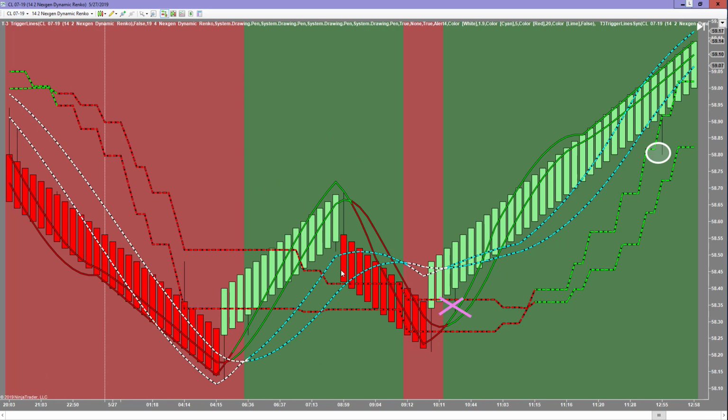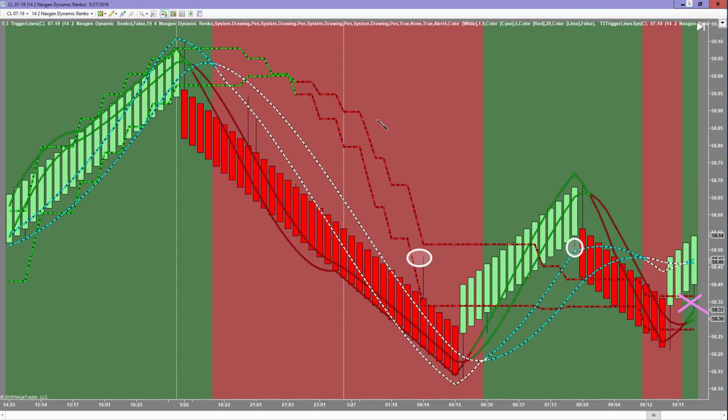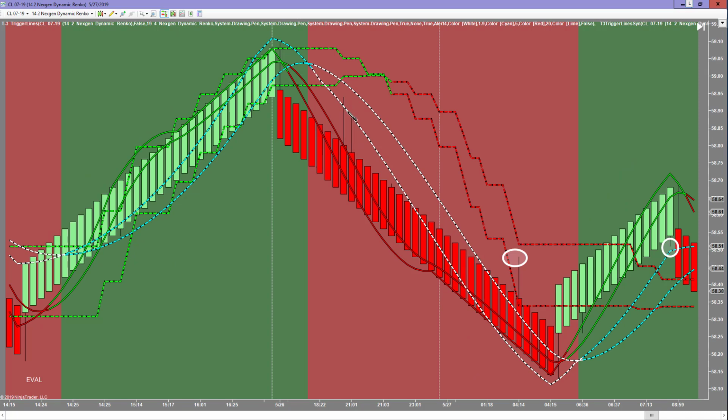So look, triggers are up, tail. Triggers are down, tail. Triggers are down with a tail. Triggers are down with a tail. Triggers are up with a tail. Everybody see where we're going with this? A little tail there, but not much of a tail.